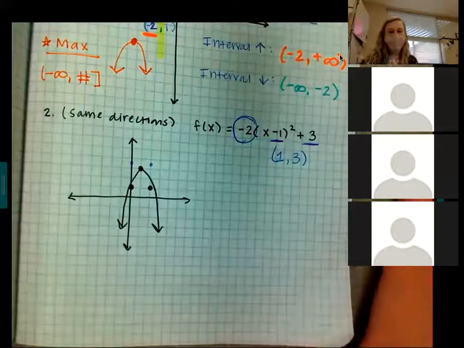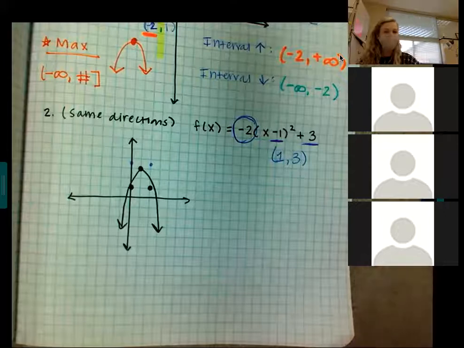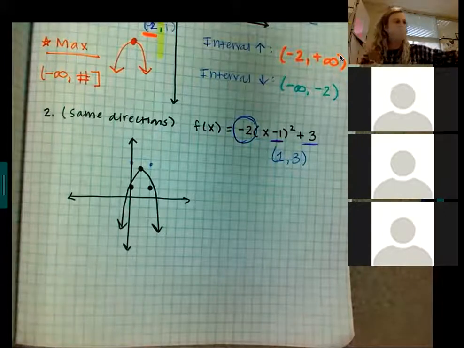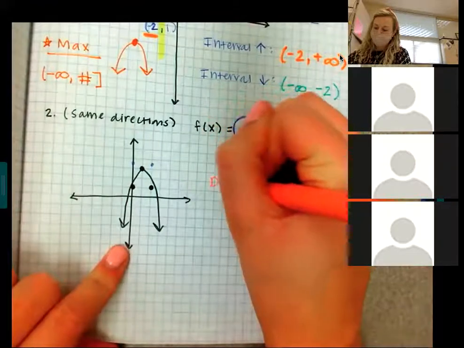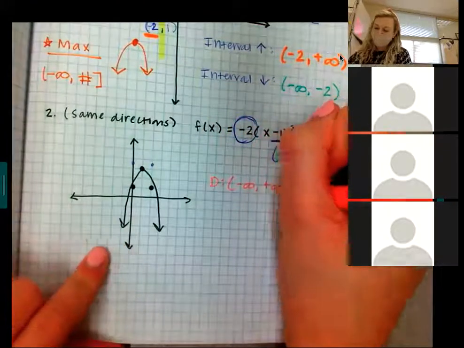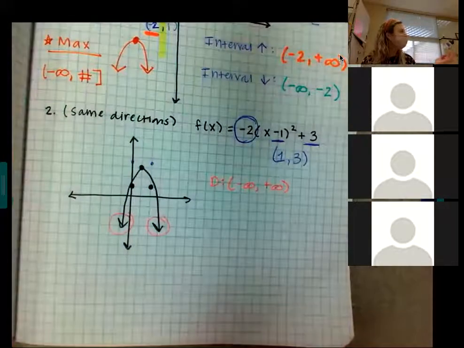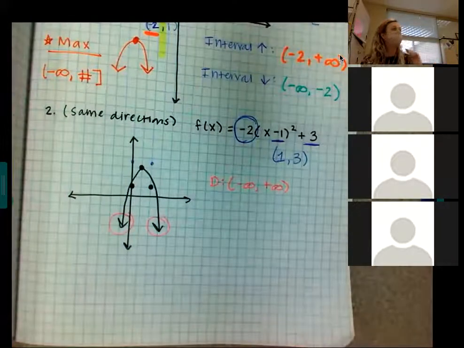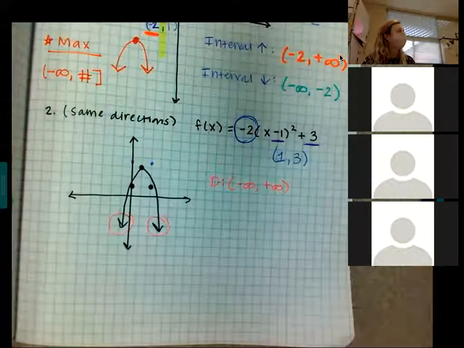Okay. All right, domain range intervals. I'm gonna let y'all try it. What's the domain? Y'all can just shout it out to me. Negative infinity and positive infinity. Perfect, because these arrows go left and right forever. Domain is left to right. It'll always be negative infinity, positive infinity for a quadratic.